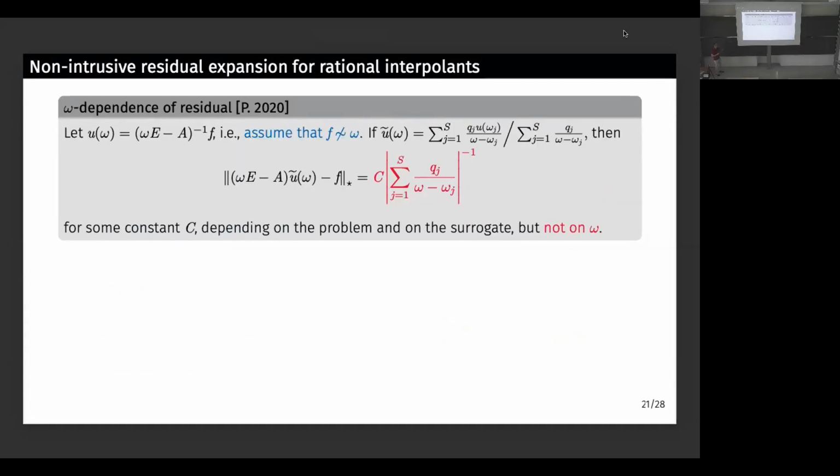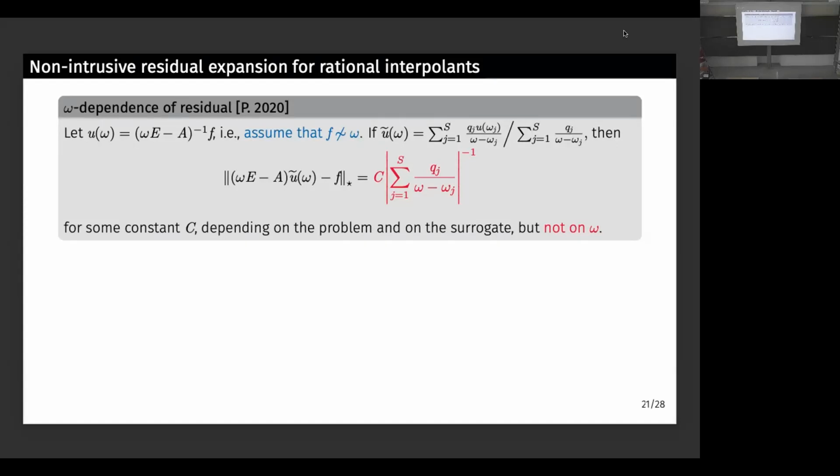So we have this kind of, if you want, theorem. It's simple enough. You can just prove it by algebra on autopilot, essentially. If you have a system in the form of a linear time invariant system where the right-hand side doesn't depend on omega, you can actually show that with respect to omega, the residual is equal to a constant times the denominator to the -1. So essentially, if you plug into your equation a surrogate that is in barycentric form, then you know exactly how the residual norm will depend on the frequency omega.